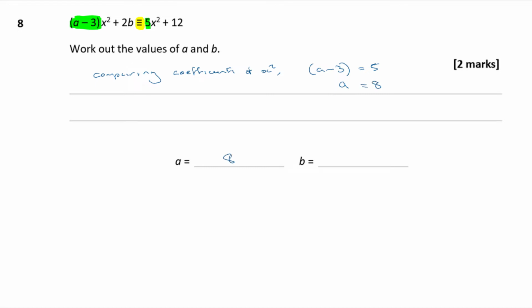And then the other thing we can do is compare the constants on the end. Look, on the left hand side I've got 2b, and on the right I've got 12. Okay, so let's compare those next. So comparing constants, then I'm going to get 2b is equal to 12, and therefore b is going to be equal to 6.